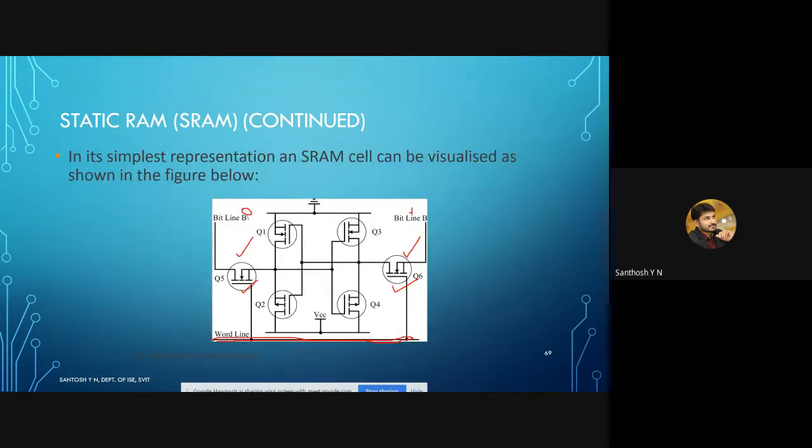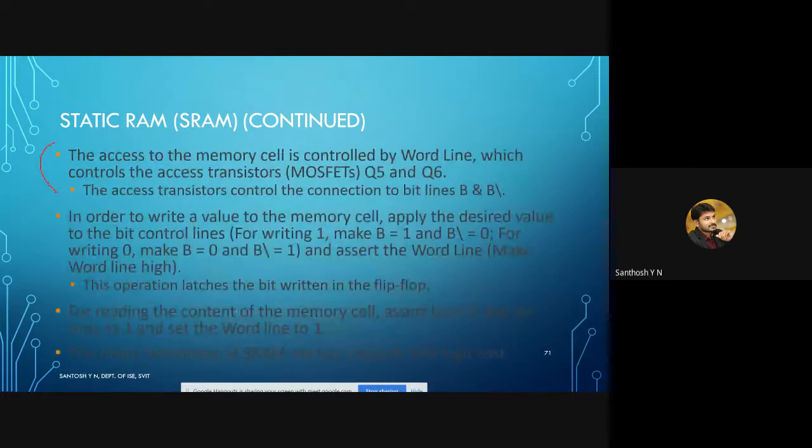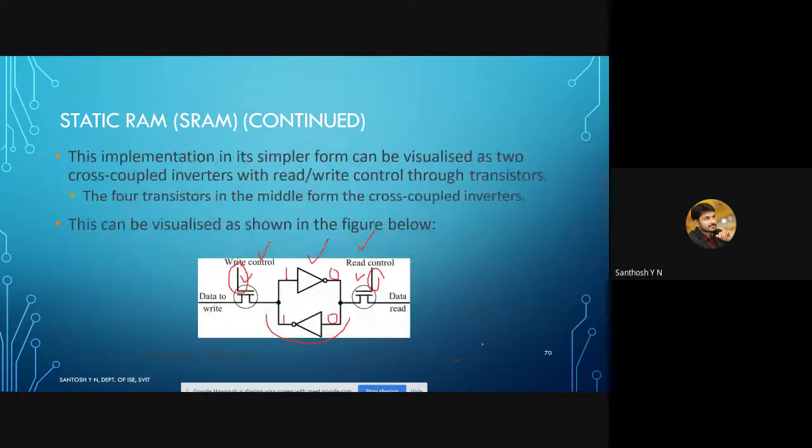If you want to perform a read operation, it is just vice versa. You have to put B equals 0 and B bar equals 1, and you need to supply some voltage to the word line in order to activate Q5 as well as Q6. For reading the content of a memory cell, assert both B and B bar bit lines to 1 and set the word line to 1. So this is for reading purpose. The major limitations of SRAM are low capacity and high cost. So this is the concept of SRAM.